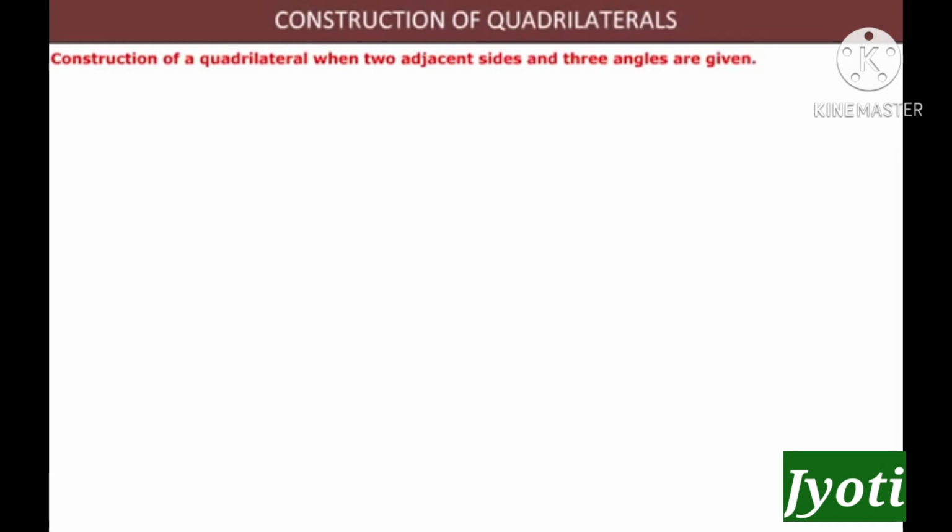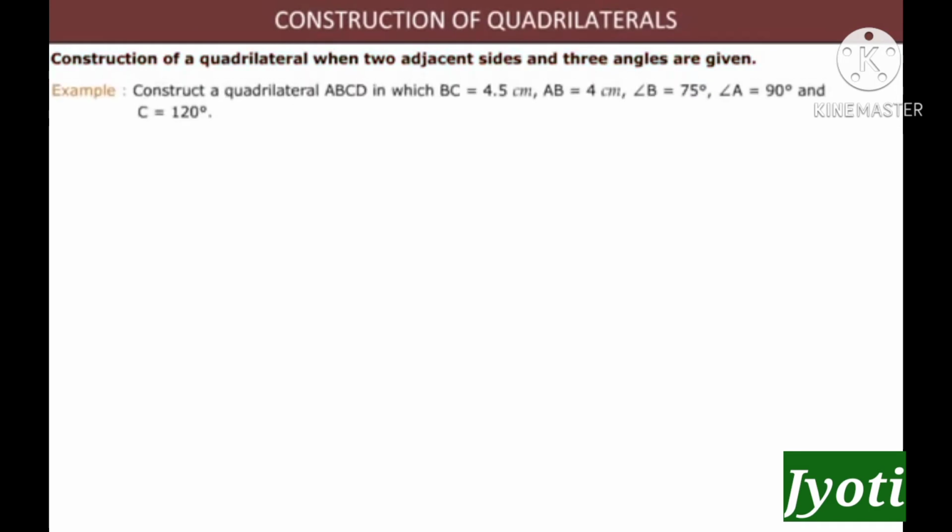Construction of a quadrilateral when 2 adjacent sides and 3 angles are given. Example: construct a quadrilateral ABCD in which BC is equal to 4.5 centimeters, AB is equal to 4 centimeters, angle B is equal to 75 degrees, angle A is equal to 90 degrees, and angle C is equal to 120 degrees.